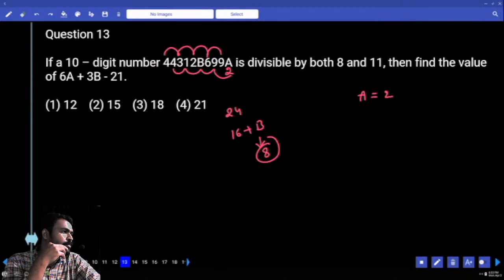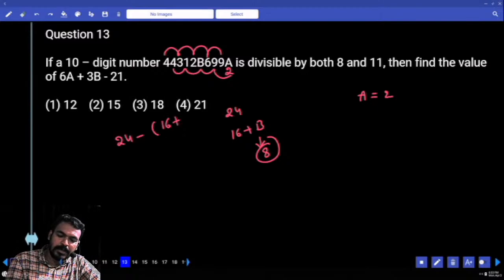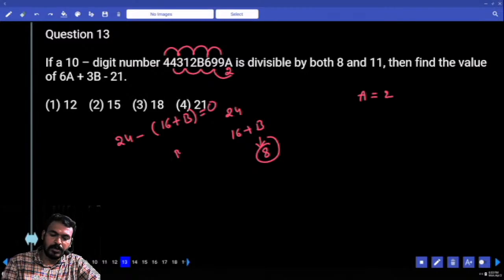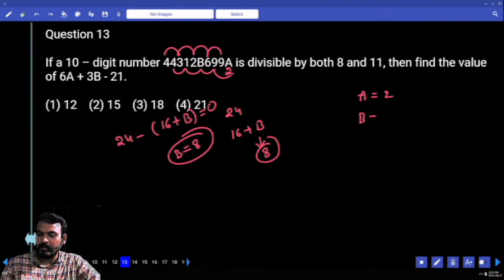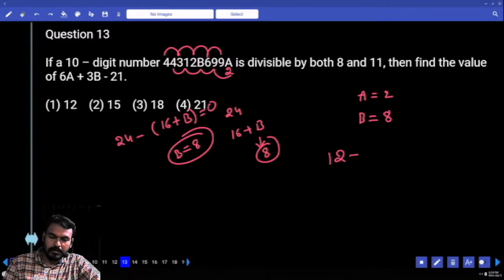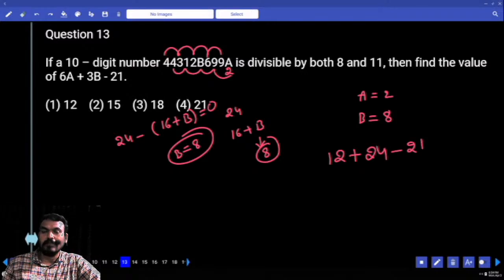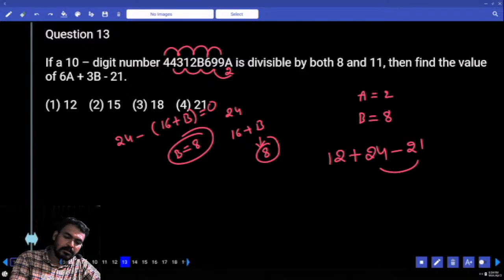The alternate digits sum difference will be either 0 or 11, so 24 minus (16 plus B) is equal to 0. Then B must be how much? 8. Okay. A value 2 and B value 8. What is the question here? 6A plus 3B minus 21. 6A means 12. 3B means 24, minus 21. What is the difference between 24 and 21? 3. 12 plus 3? 15.